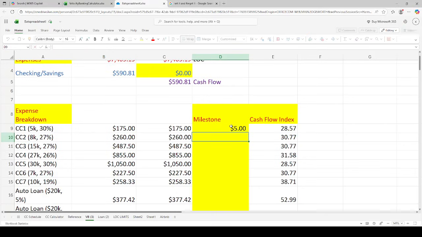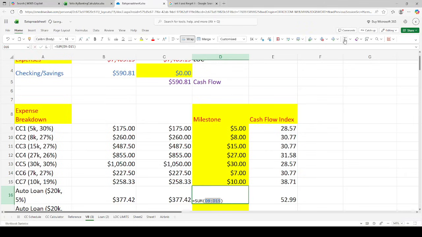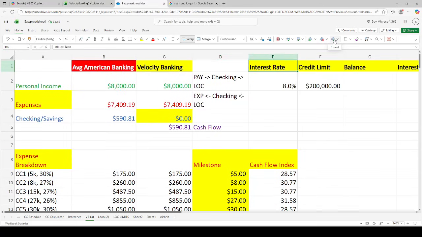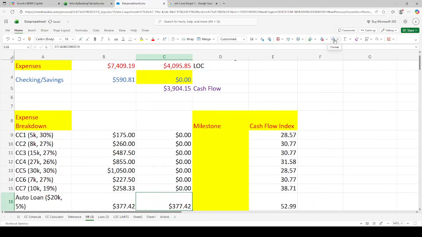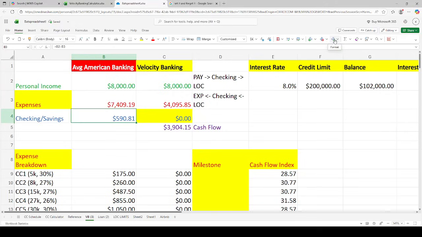And I'm just going to do this: 5, 8, 15, 27, 37, 10. Okay, and I'm going to go ahead and sum it up. So it's 102,000. And then this is what we're going to do, which is we're going to transfer some debt. And oh my goodness, look how easy this is. This literally went from $590 of checking to $3,904 of cash flow.